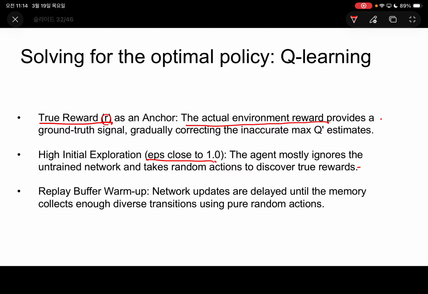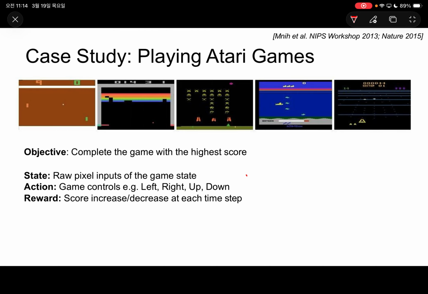And replay buffer warm-up: network updates are delayed until the memory collects enough diverse transitions using pure random actions. That is the replay buffer warm-up, which will be covered in the next slide. And let's first see examples of this kind of DQ network.